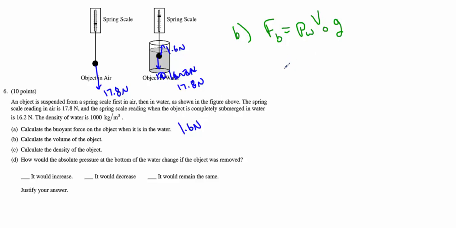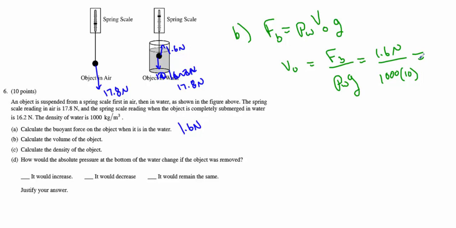Well, we already know F. We're looking for V. V of the object is therefore going to be the buoyant force acting on that object divided by the density of the fluid it's in times gravity. So this could be 1.6 newtons divided by 1,000 times the acceleration due to gravity, which I like to use as 10. That's going to give me 1.6 times 10 to the negative 4 cubic meters. 1.6 divided by 10,000.